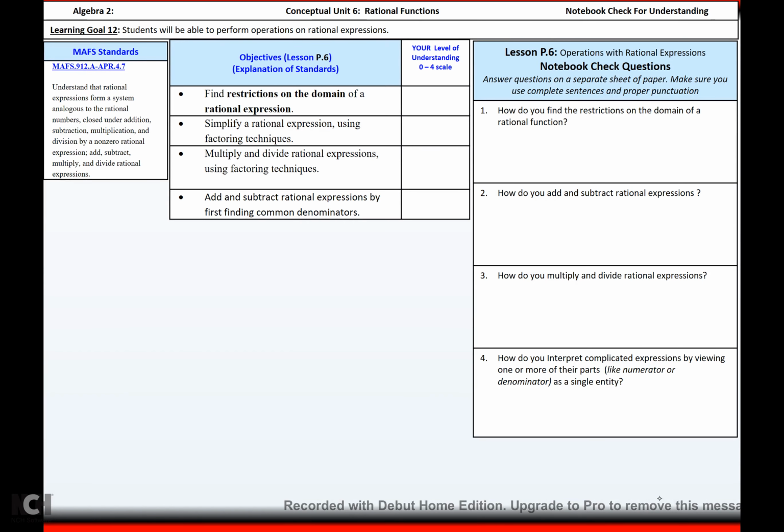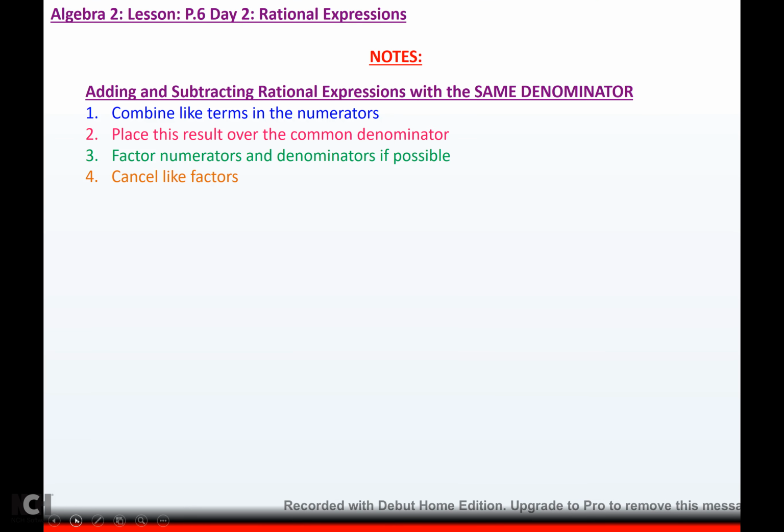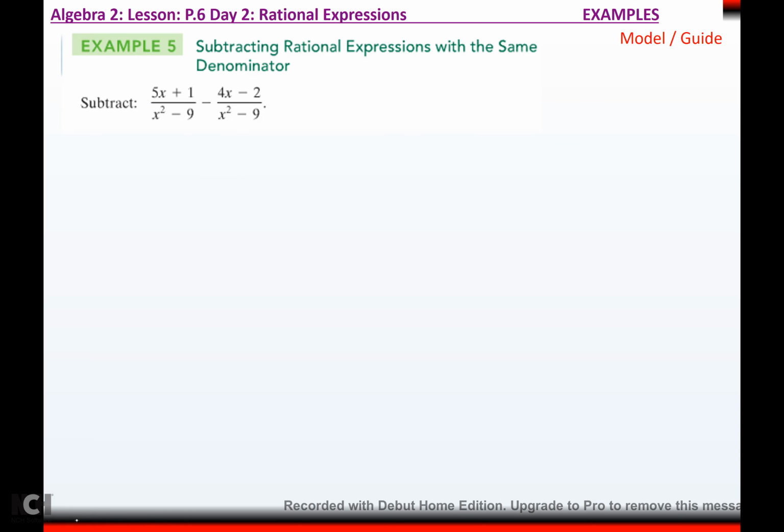Alright, today we are going to continue talking about operations with rational expressions. Today we're going to be adding and subtracting. Alright, so to add and subtract rational expressions with the same denominator, life is easy. All you do is combine like terms in the numerator, place it over the common denominator, factor if you can, cancel if you can, and what's left is your answer.